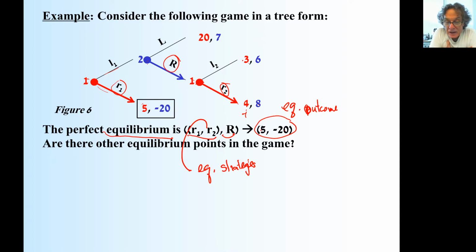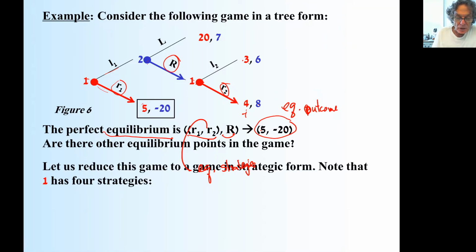Are there other equilibrium points in the game? Yes, there are, but how do I figure it out? I move to a table. Let us reduce this game into a game in strategic form. It is true that 1 has 4 strategies. What is a strategy? What should I do in each one of my decision nodes as player 1? So here I can go left or right, and also here, left or right.